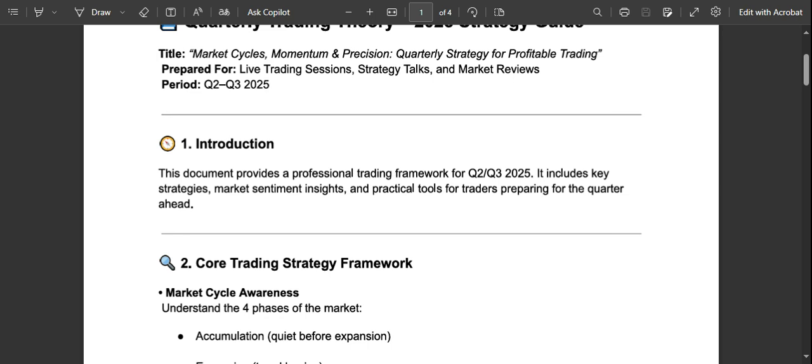Now, in every year, there are four cycles. We have the first quarter, the second quarter, the third quarter, and the fourth quarter. So, as a trader, you need to know these trading quarters so that you can get along with them.